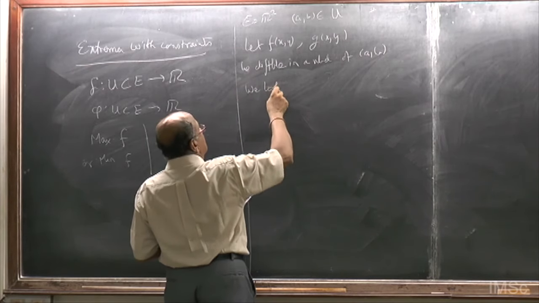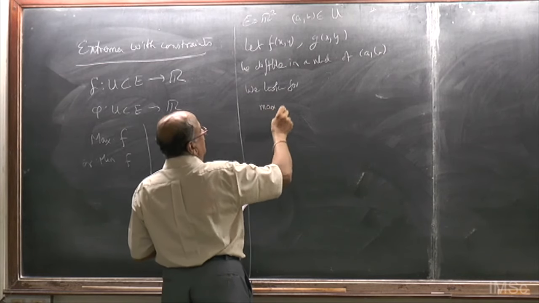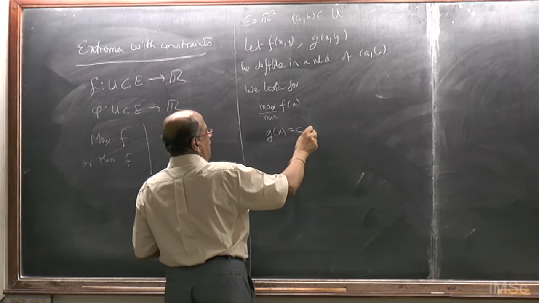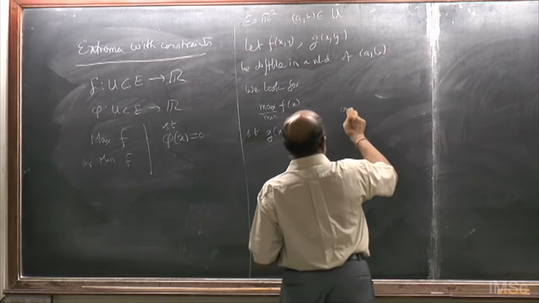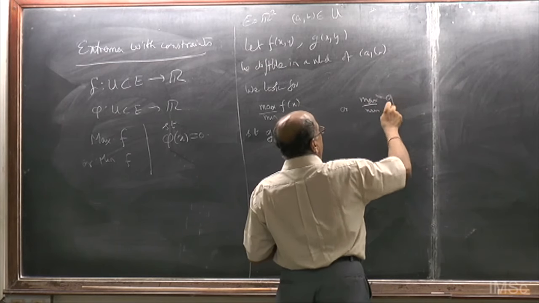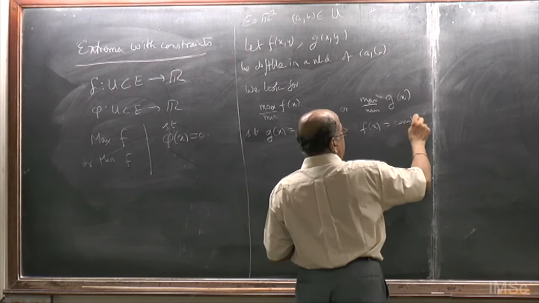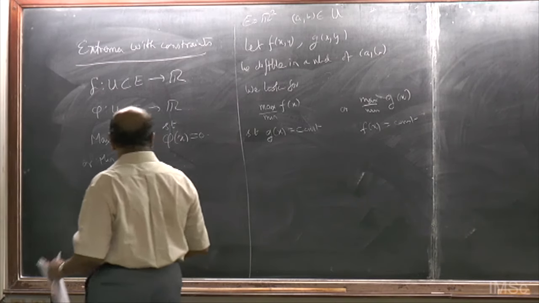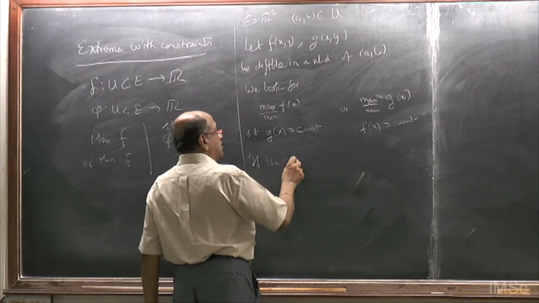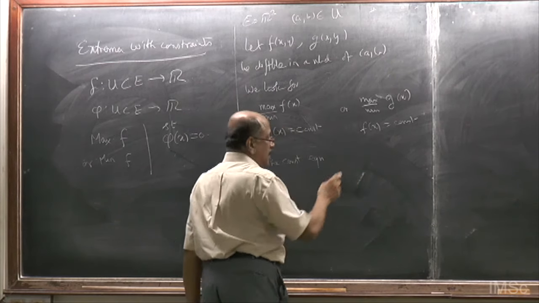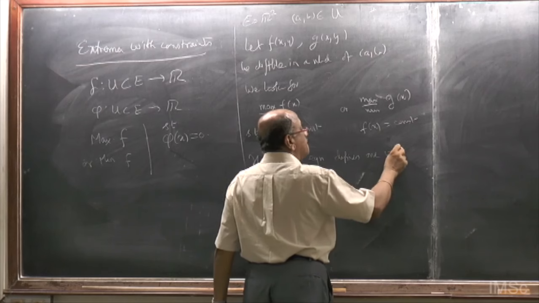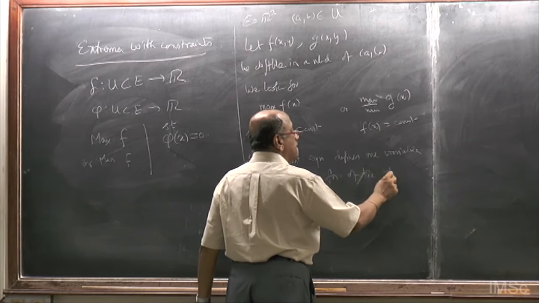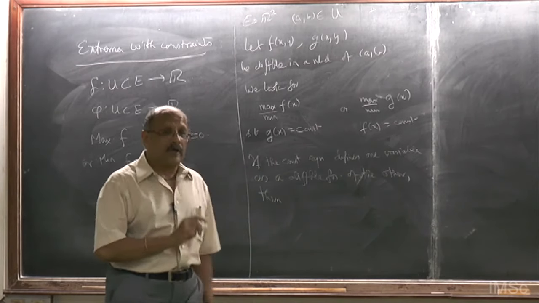Then we look for the max or min of f of x such that g of x is a constant, or the max or min of g of x such that f of x equals a constant. We are looking at one of these problems. So, if the constraint equation, namely this one or this one, defines one variable as a differentiable function of the other, then something happens. What do I mean by this?